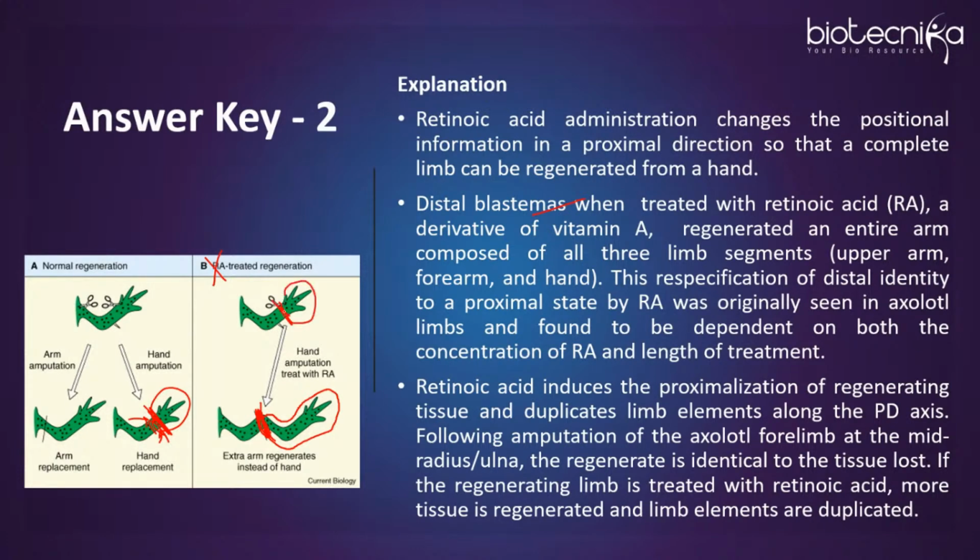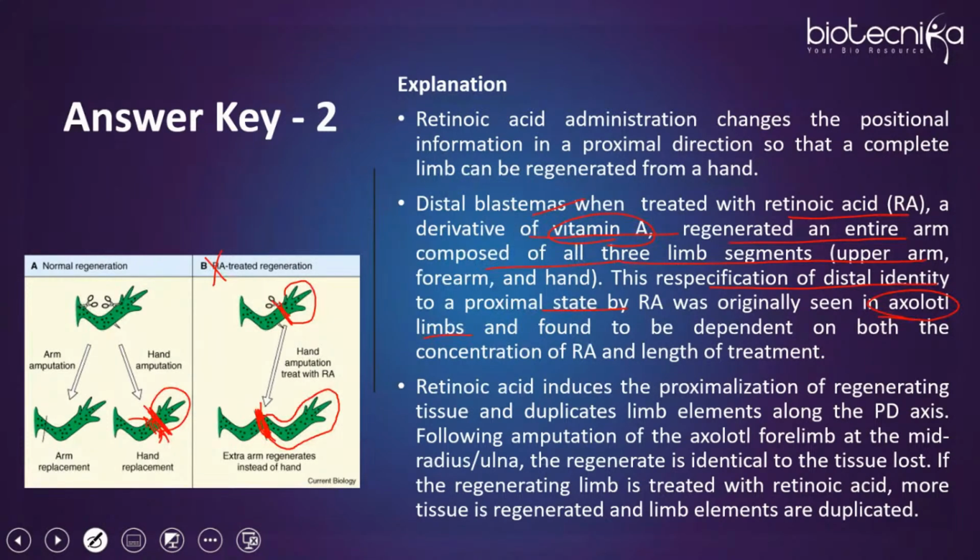So only the distal part is supposed to form. But when treated with retinoic acid, a derivative of vitamin A, it regenerates an entire arm composed of all three limb segments. So this respecification of distal to proximal is seen in axolotl limbs.